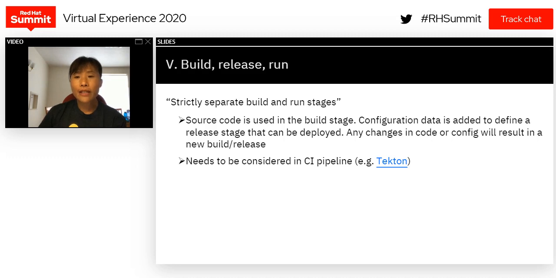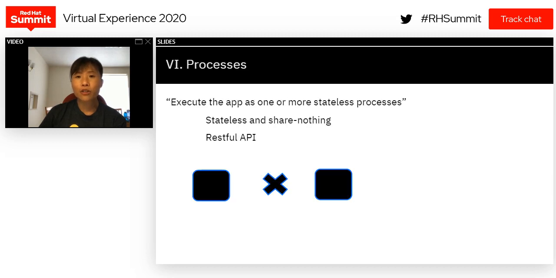The next one is build, release, and run. Strictly separate the build, release, and run stages. You should consider adopting a CI pipeline such as Tekton.